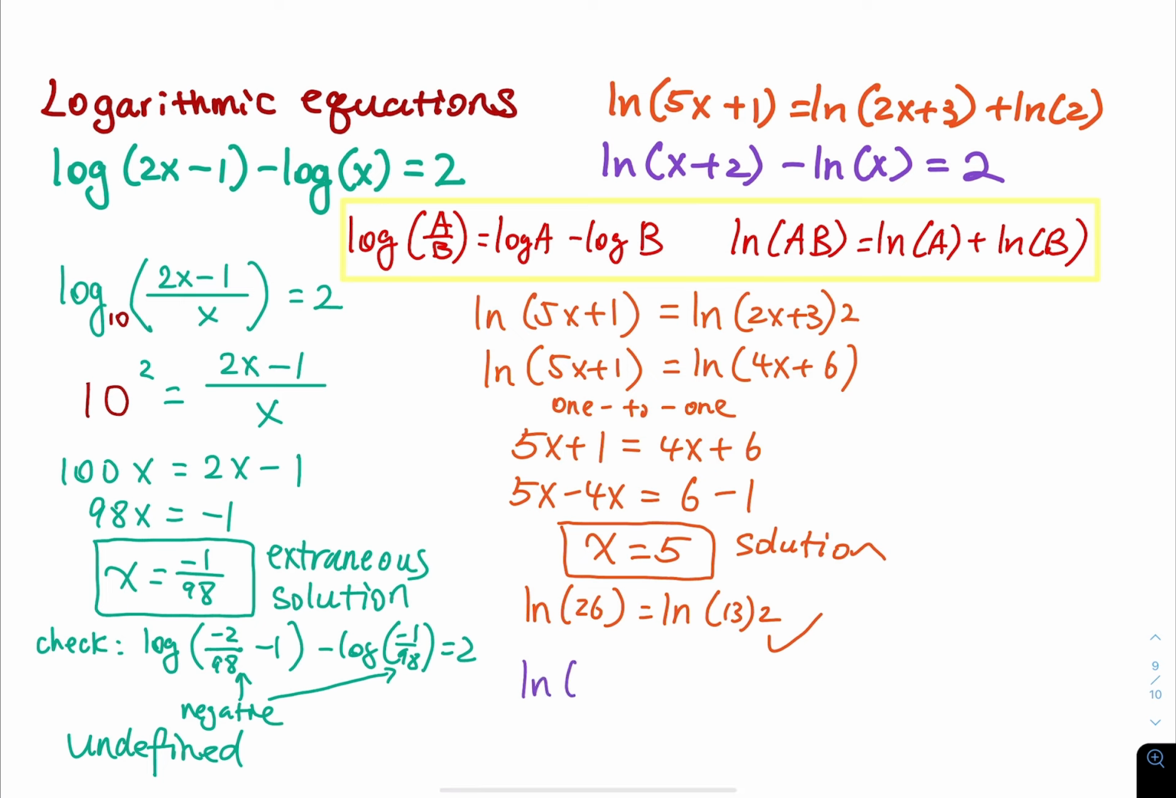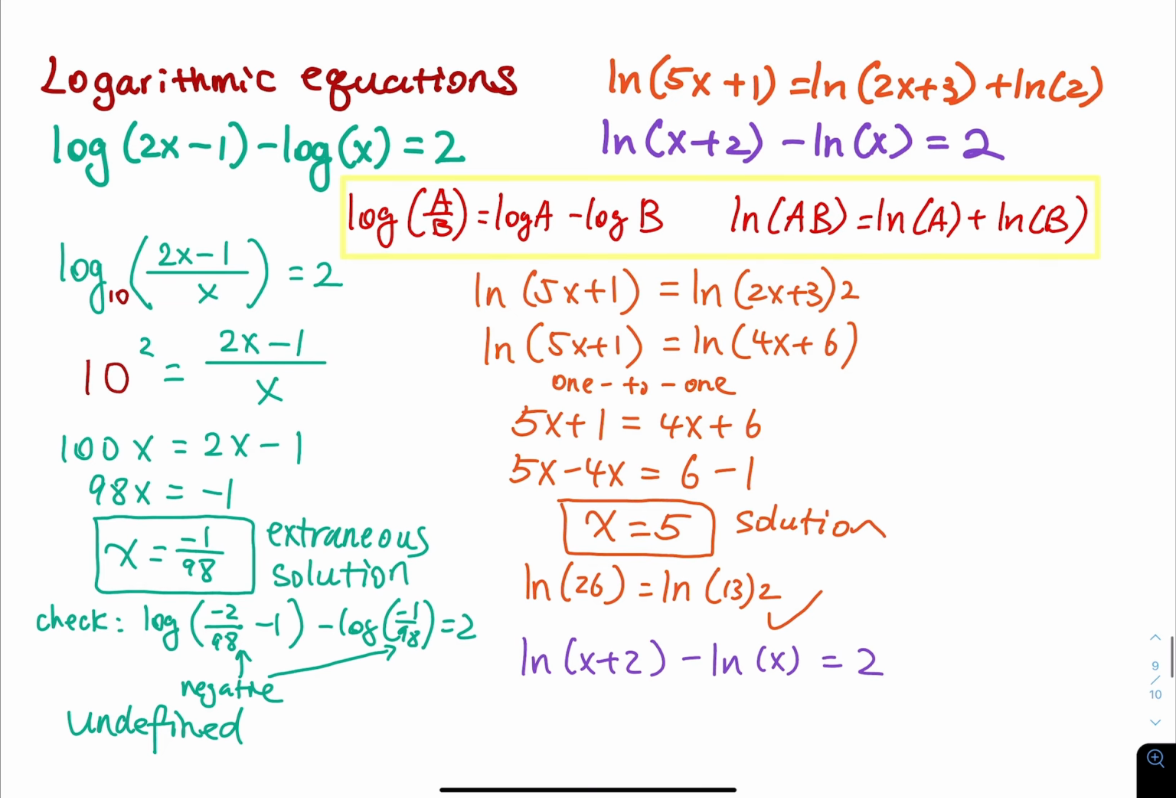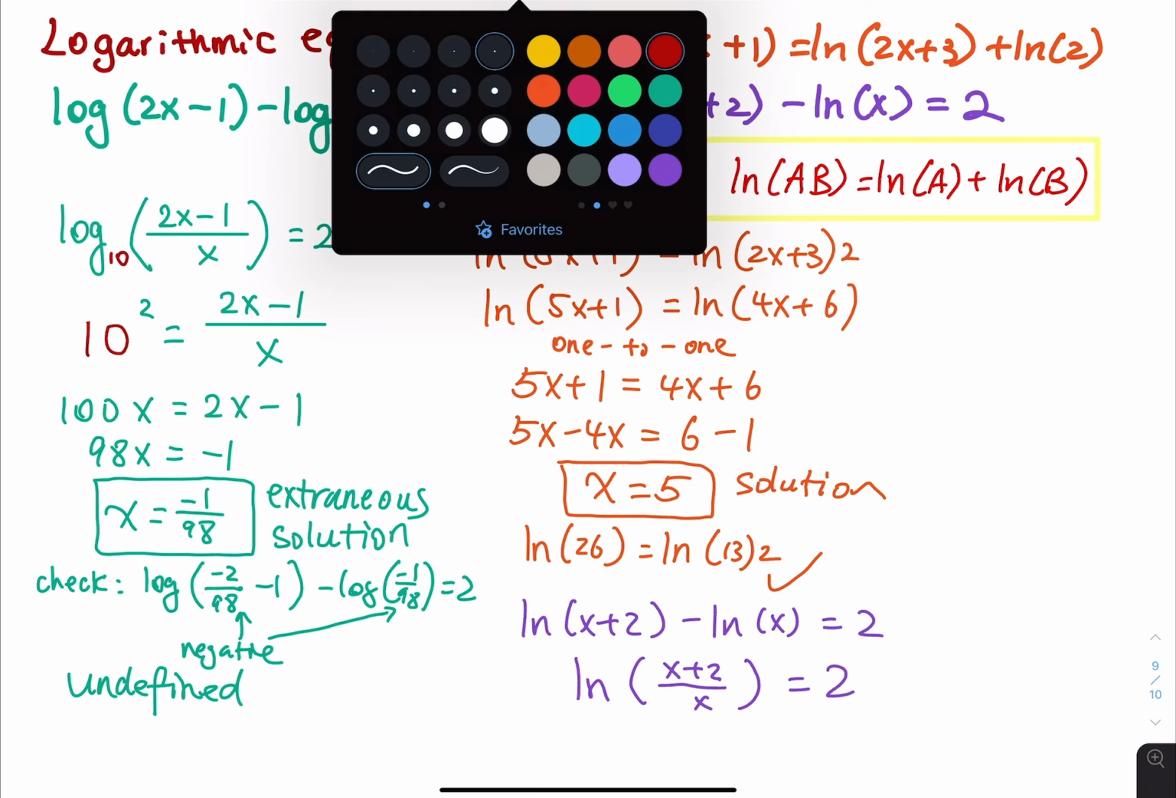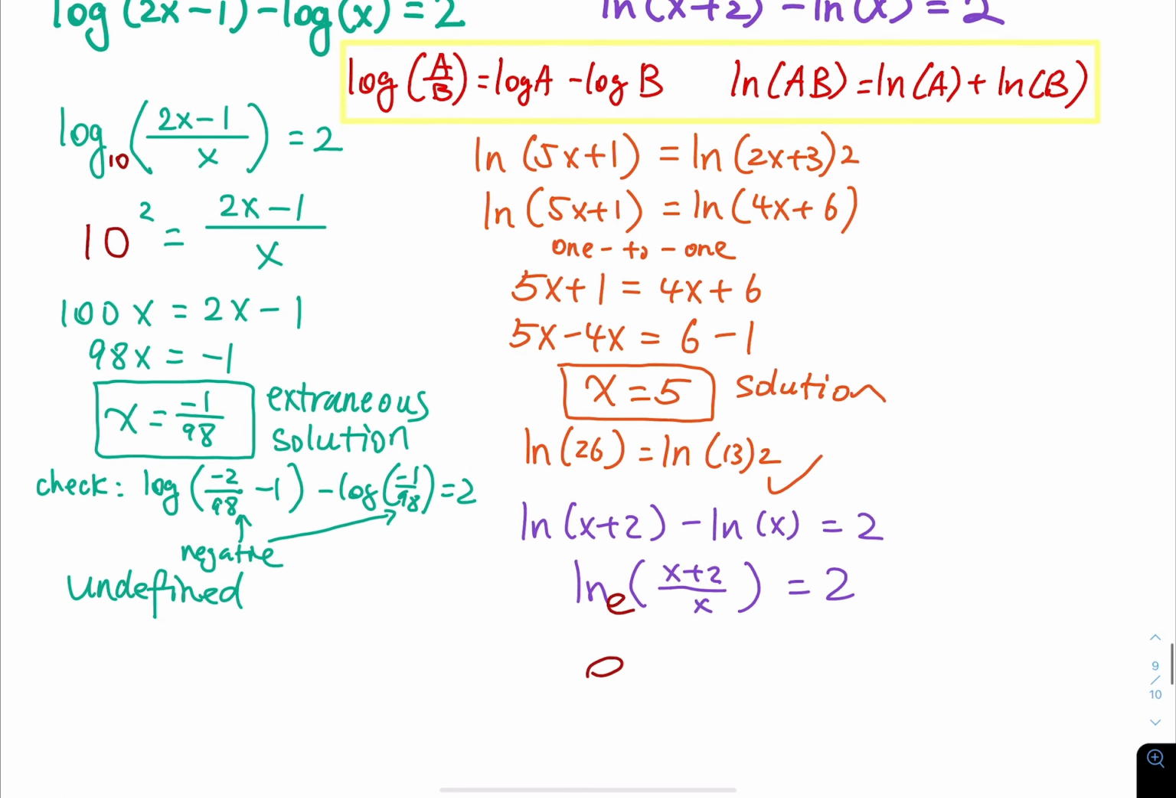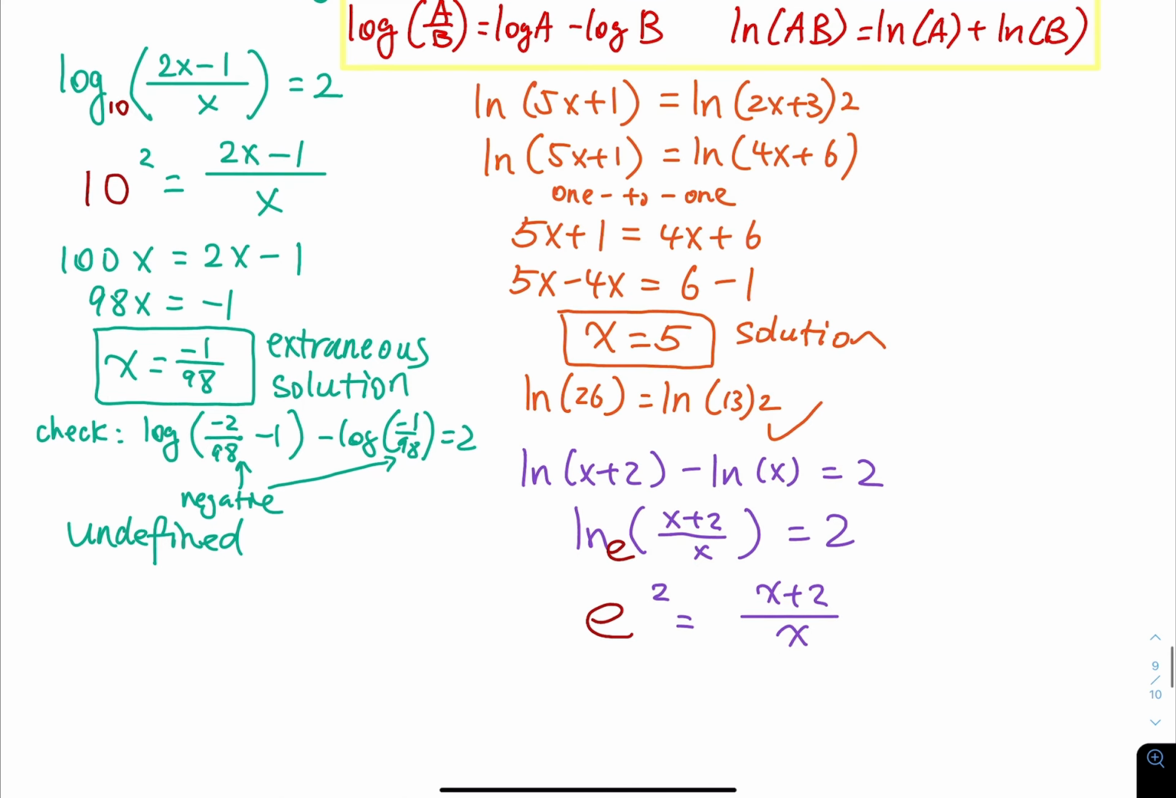Last one, the purple problem. We have ln(x + 2) minus ln x equals 2. So ln minus, the minus will be this one, except you change the log to ln. So that will be ln of (x + 2) divided by x equals 2. And then what is the base of ln? The base of ln is e. So you have base e raised to the second power equals (x + 2) divided by x. And then to get rid of the fraction, you multiply x on both sides. You have x e squared equals x + 2.